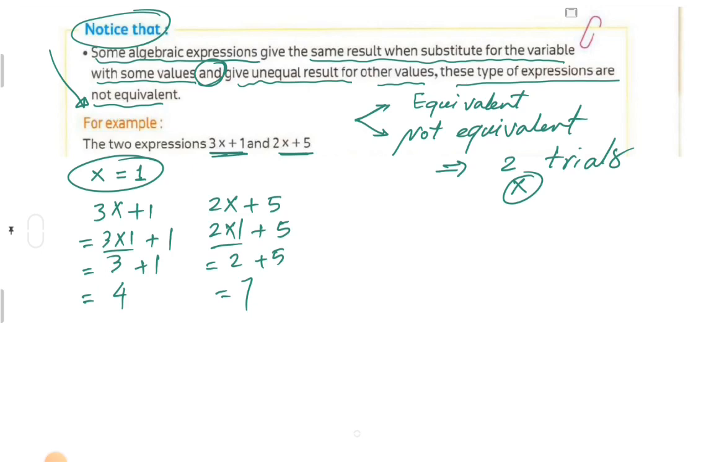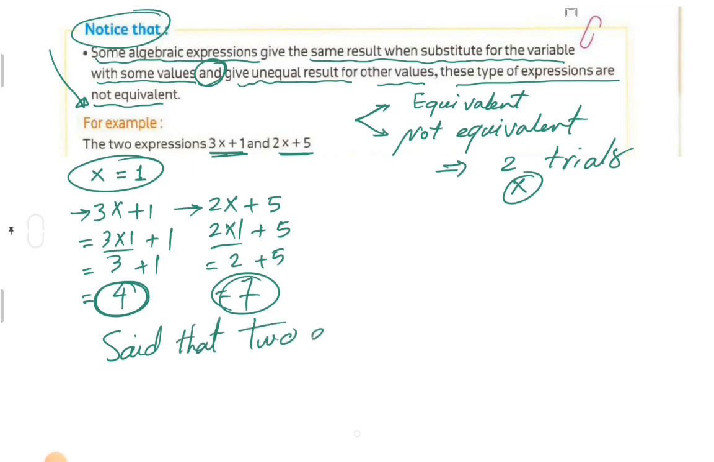Now when I substitute x equal 1, the first expression give me 4, but the second expression give me what? Give me 7. Now I can say that these two expressions equivalent or not? Are not equivalent.